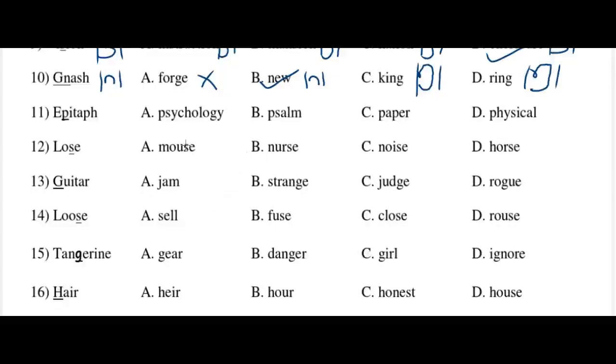Then 11, we have epitaph. The underlined sound is p. So we have psychology, option A, out of it. B, we have psalm, out of it. C, we have paper. And D, we have physical. So this PH here is f. So the one that contains p is paper, just like epitaph.